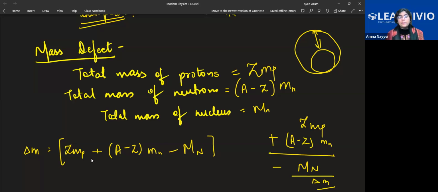It is saying Z Mp plus (A minus Z) Mn, minus M nucleus. This is what is written as the mass defect. So Z Mp is the mass of the protons plus (A minus Z) Mn is the mass of the neutrons. So you have added the mass of the protons and the mass of the neutrons, and then you've subtracted the mass of the nucleus. This is the mass defect. Delta M is the mass defect. This is how you have to calculate.